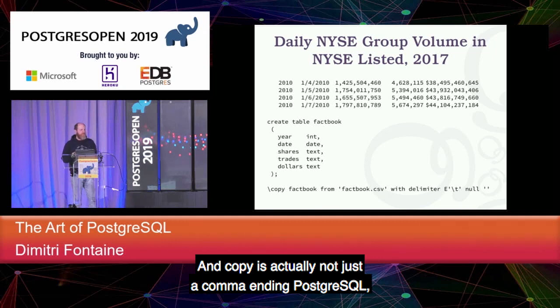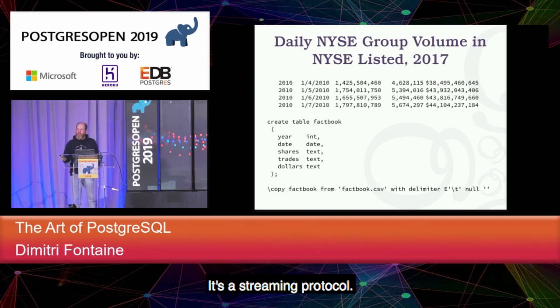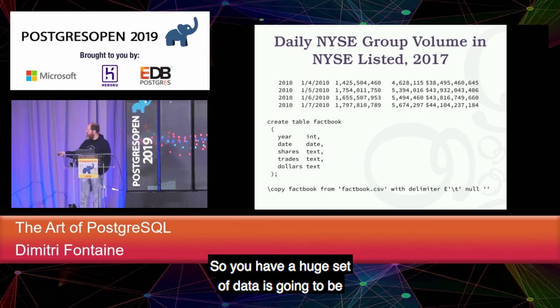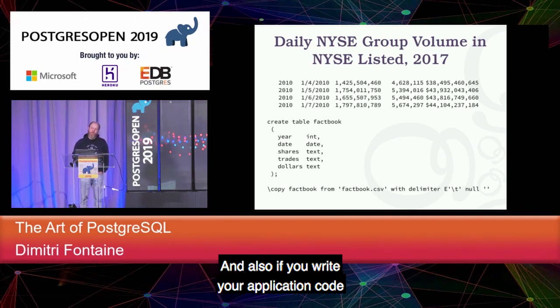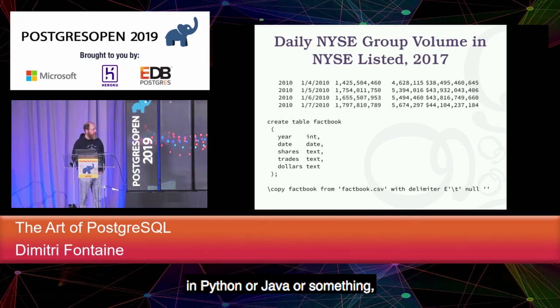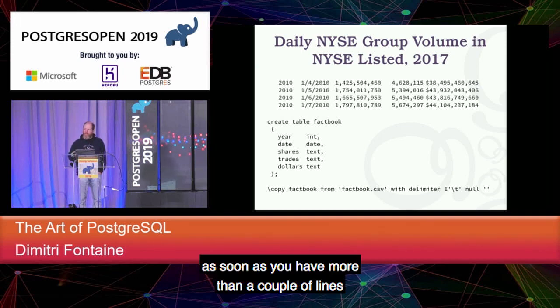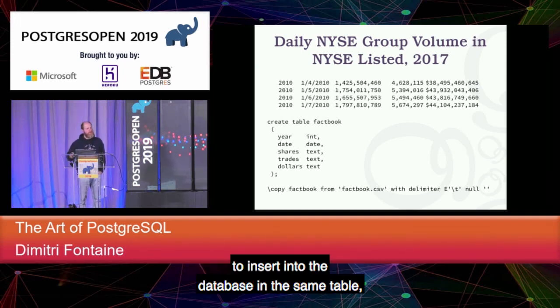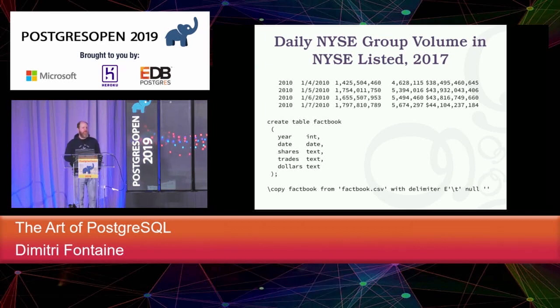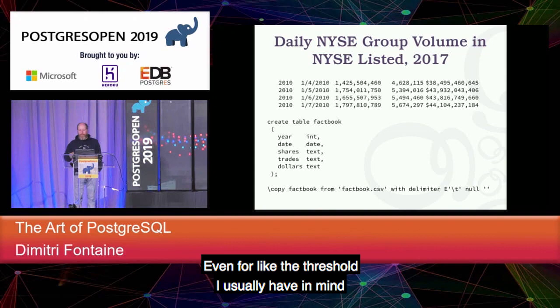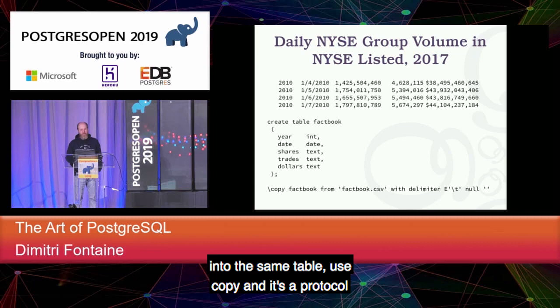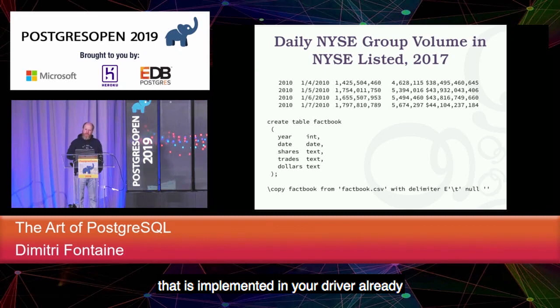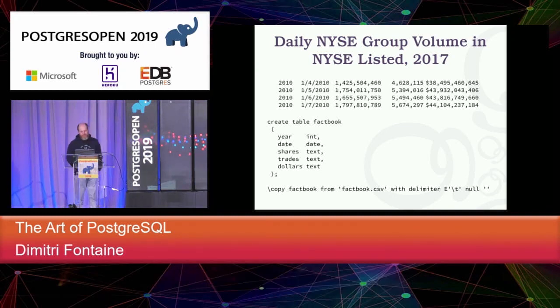And copy is actually not just a command in Postgres, it's also a protocol. It's a streaming protocol. So if you have a huge set of data, it's going to be streamed. So that's pretty fast, pretty efficient. And also, if you write your application code in Python or Java or something, as soon as you have more than a couple lines to insert into the database in the same table, you should use copy. Okay, it's way faster. The threshold I usually have in mind is like 10 lines. If you're uploading 10 lines of data into the same table, use copy. It's a protocol that is implemented in your driver already. So just use copy from the driver.